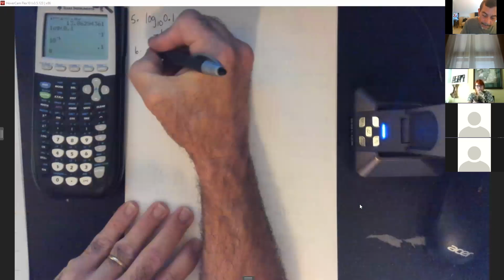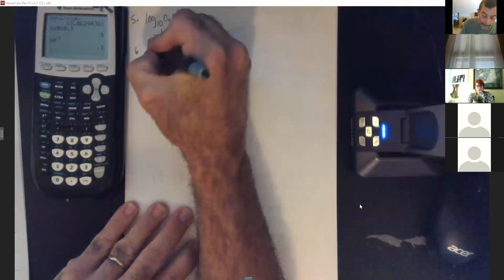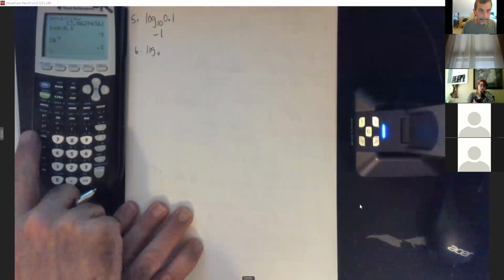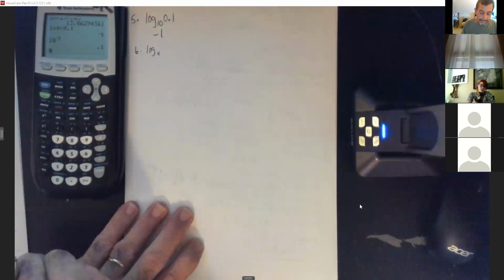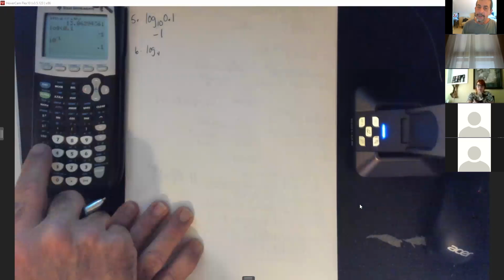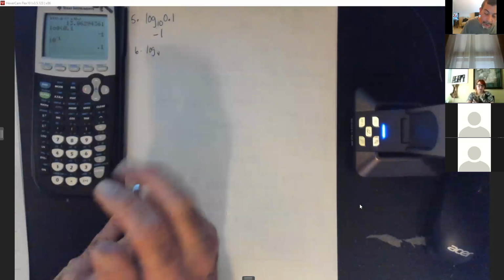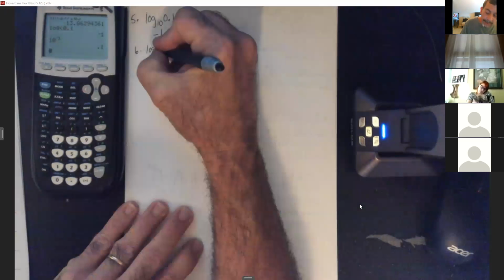So the log button. Oh, I thought LN, I think. Never mind. LN is by the 7 over there, remember, we use that for the e, okay? All right, so this is log base 4 of 4 to the 2nd power.